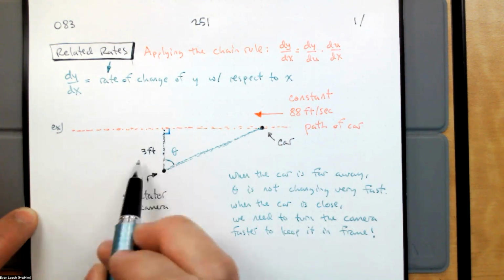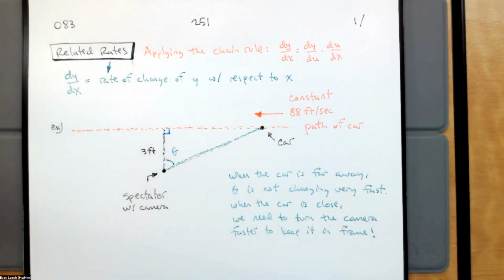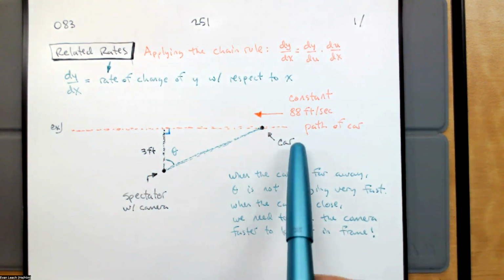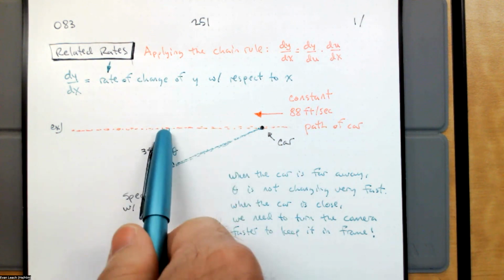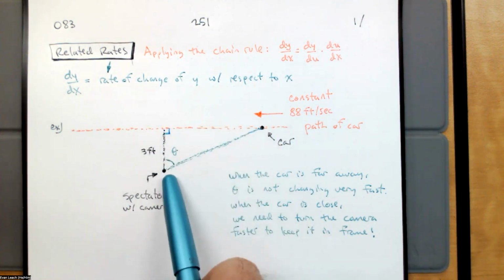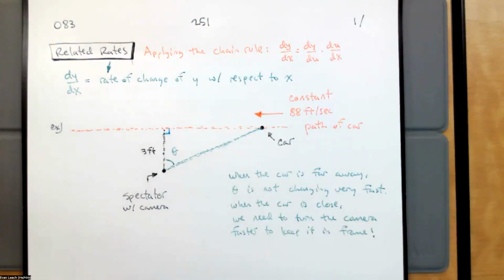We're going to be interested in how fast the camera is spinning, how theta is changing with respect to time. We have the car moving along this path at a constant 88 feet per second. So it makes sense that this is the leg that we use. We could also see how this length is changing, the distance from the spectator to the car. But we don't have a value for that.